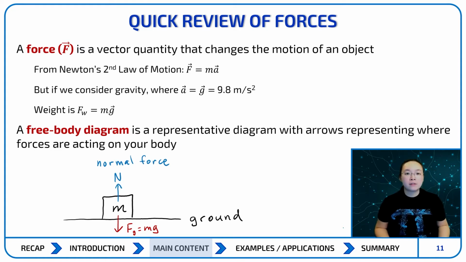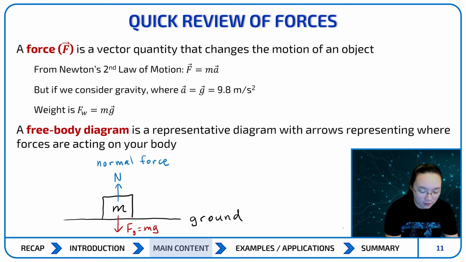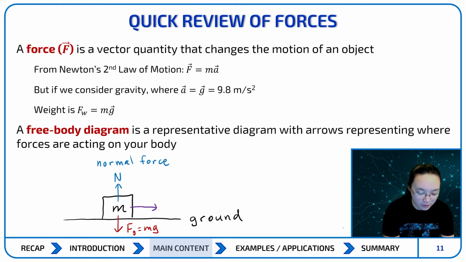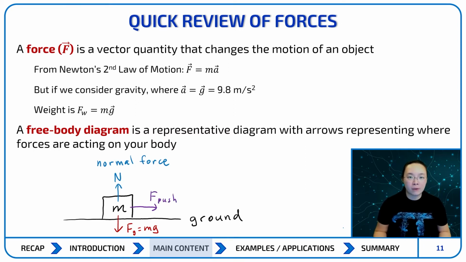Let's say that you have somebody on the left side pushing the object towards the right. Then that means that the person is applying a push towards the right side. So we'll call this F push. That's the amount of force that the person is supplying in the right direction.